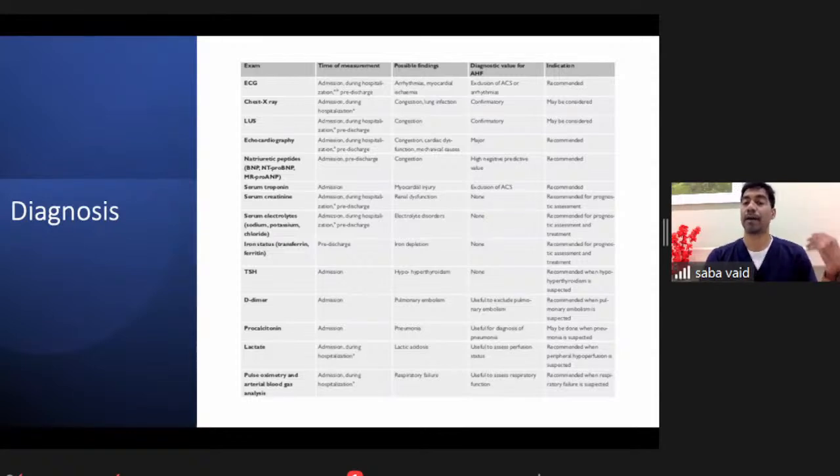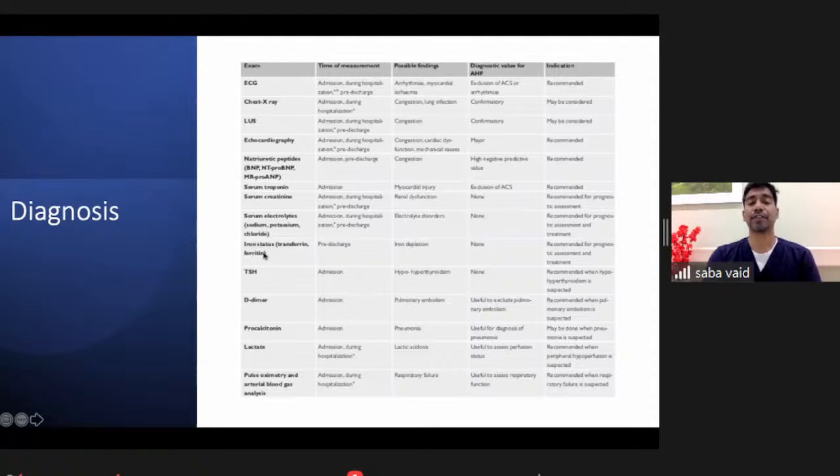If there is a backward failure, pulmonary edema, if there is going to be a poor perfusion, you can have an altered liver function test, altered renal function test, your lactates, your ABG will give you an idea about the perfusion. So there are many things that give you an idea about either the cause of the heart failure or the effect of the heart failure. These are some of the investigations which are regularly done for those patients who present with a heart failure.